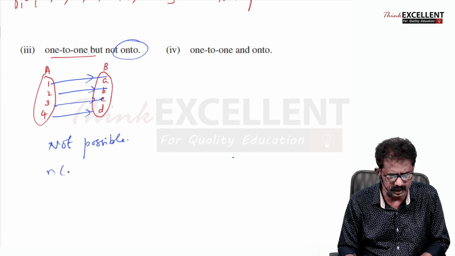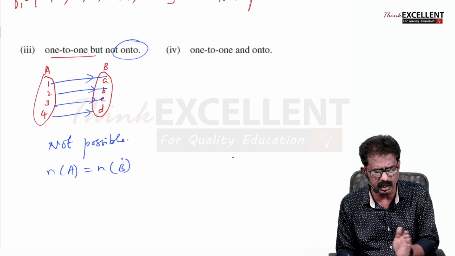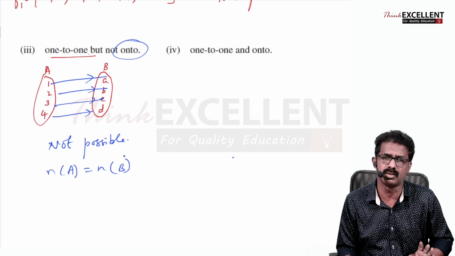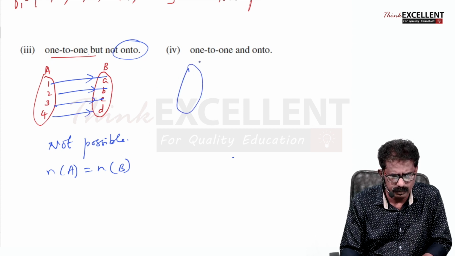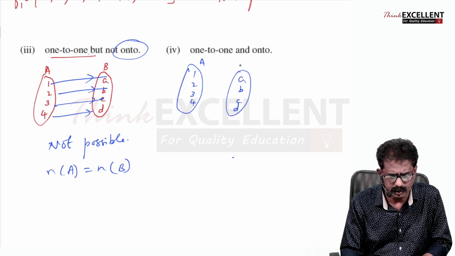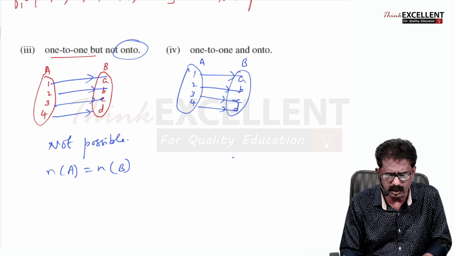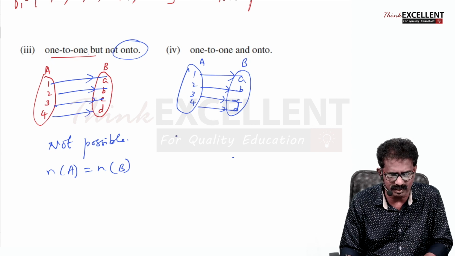Because the number of elements in A is equal to the number of elements in B. So one element is related to one element, every element related. No element is left out. See the last one. A is 1, 2, 3, 4. B is a, b, c, d. 1-to-1 and onto. Yes, it is onto only, right? This is the answer for this one.